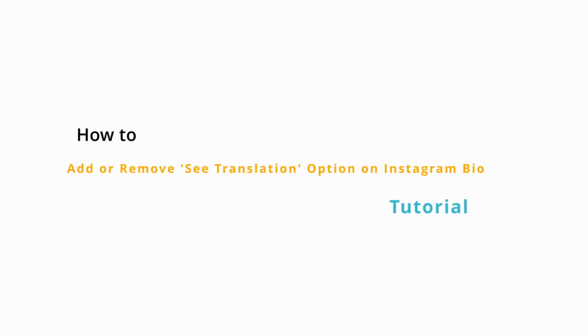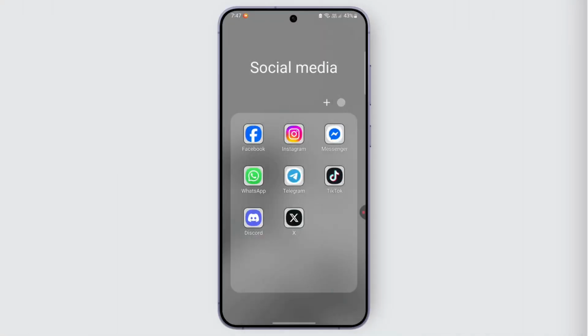In today's video, we are going to add or remove the See Translation option on our Instagram bio. So you can just follow these steps and you should be able to do it. We can start by opening up Instagram, tap on it.